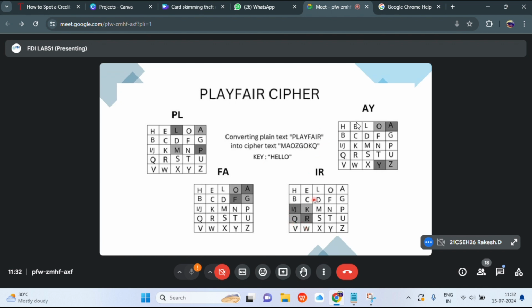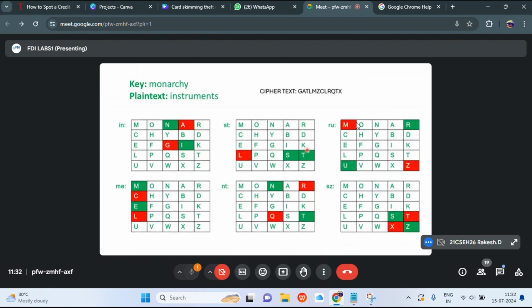And for IR, IR is also present in different row, different column. For I, the corner letter is K, and for R, the corner letter is Q. Now we have formed a ciphertext. Now we saw only the third rule. So to know more, we'll look at our next example.